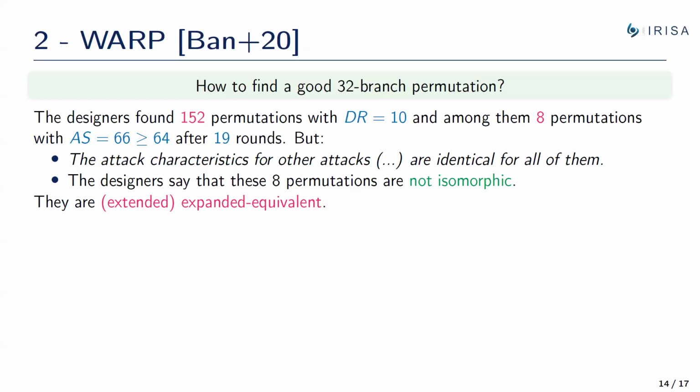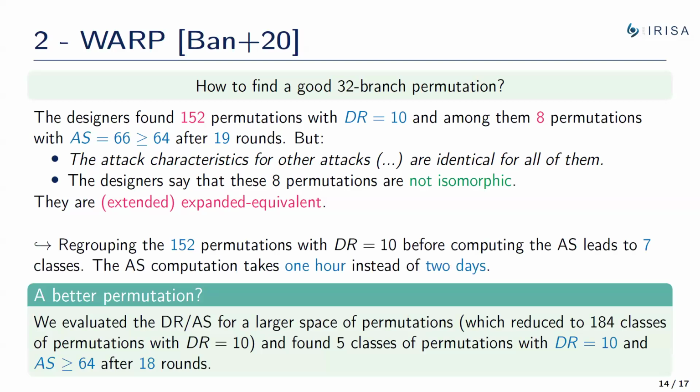We computed them again, and we noticed that they are extended equivalent. So this explains why no difference could be found between them. We went further, and we regrouped the 152 permutations in only 7 classes. And so we could compute the number of active S-boxes on only 7 permutations instead of 152, so the computation is quicker.